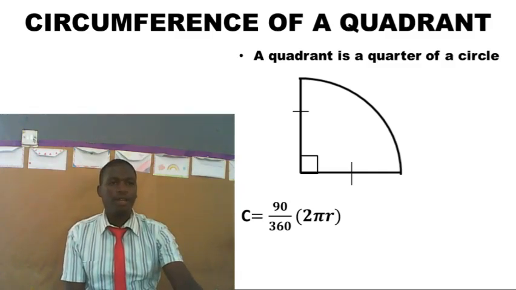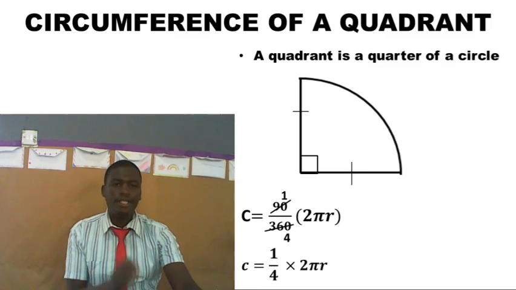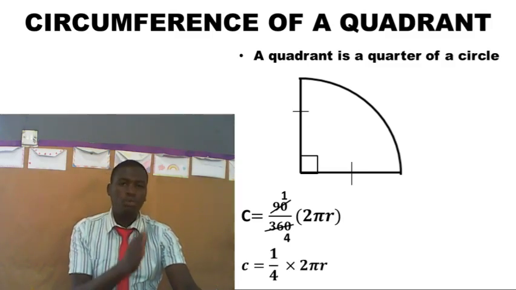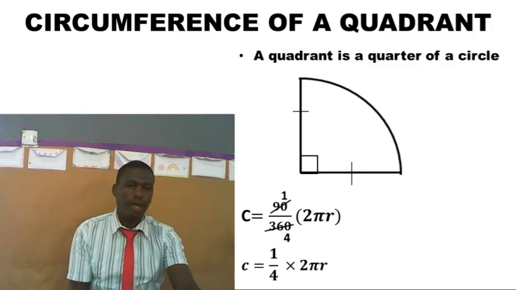Let us simplify it. This one here, we shall divide this by 90. What are we going to get? We get our 4. 90 divided by 90, what are we going to get? Our 1. So in simple terms, our circumference is a quarter times 2 pi r. The circumference of a quadrant is a quarter times 2 pi r.